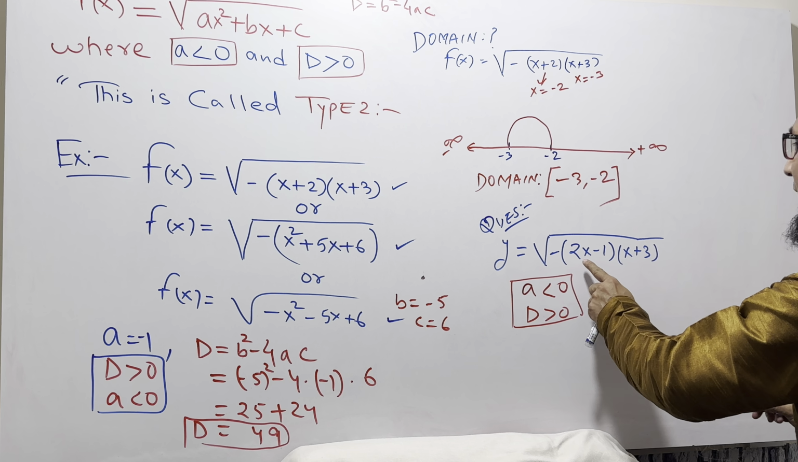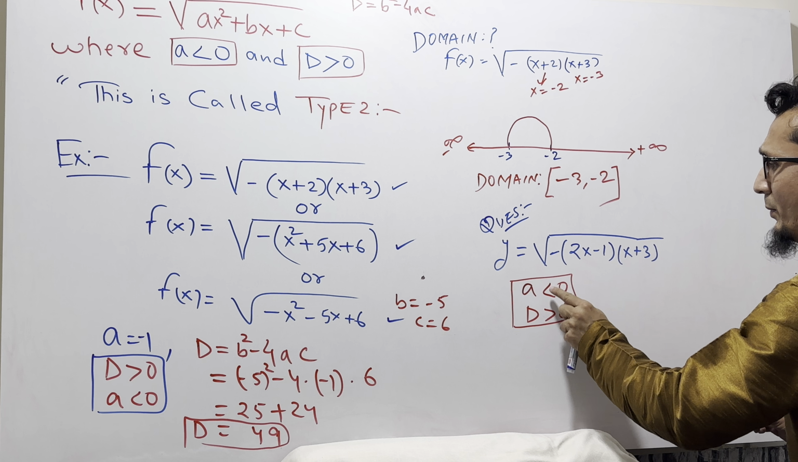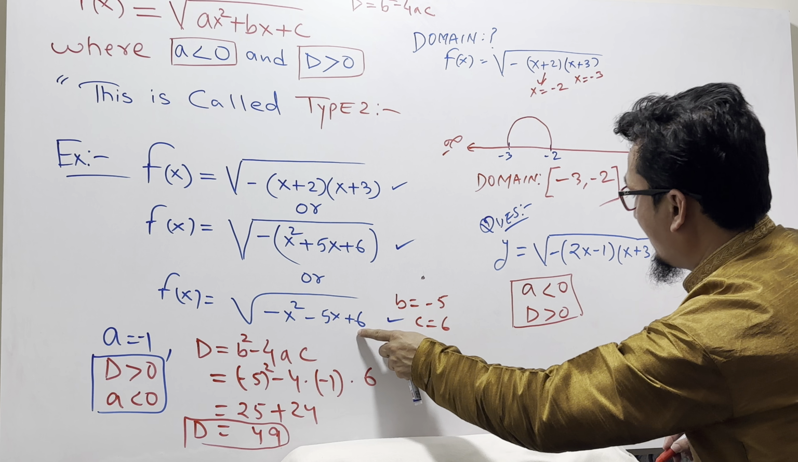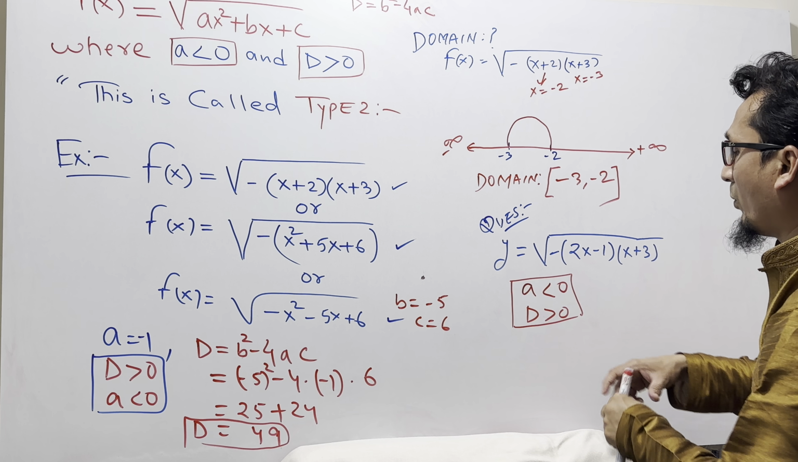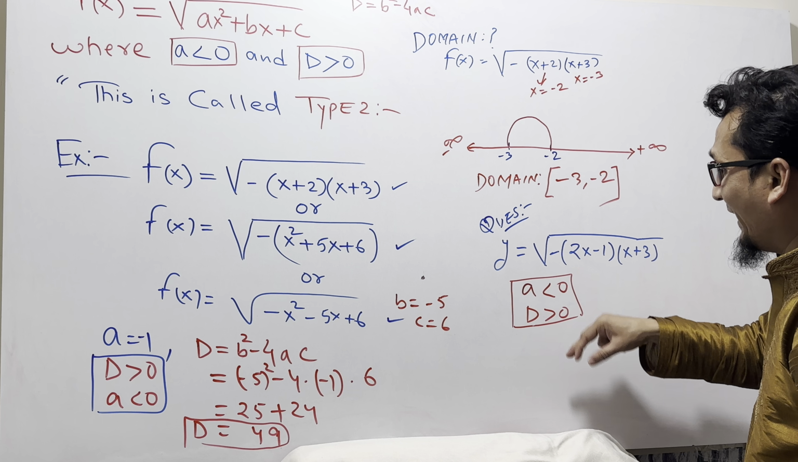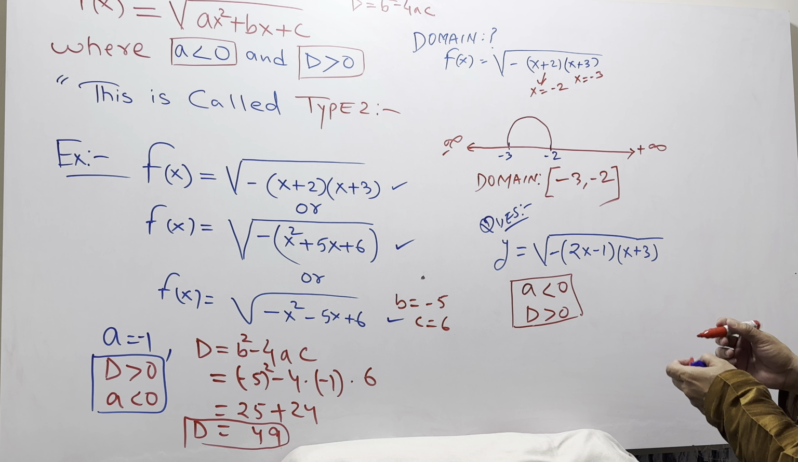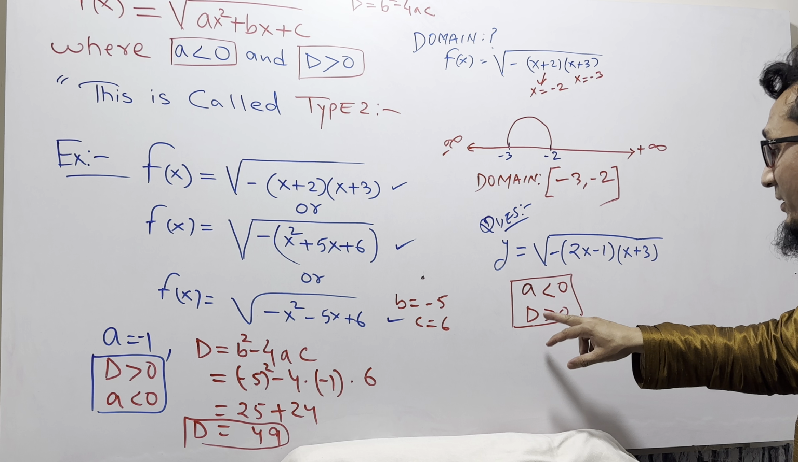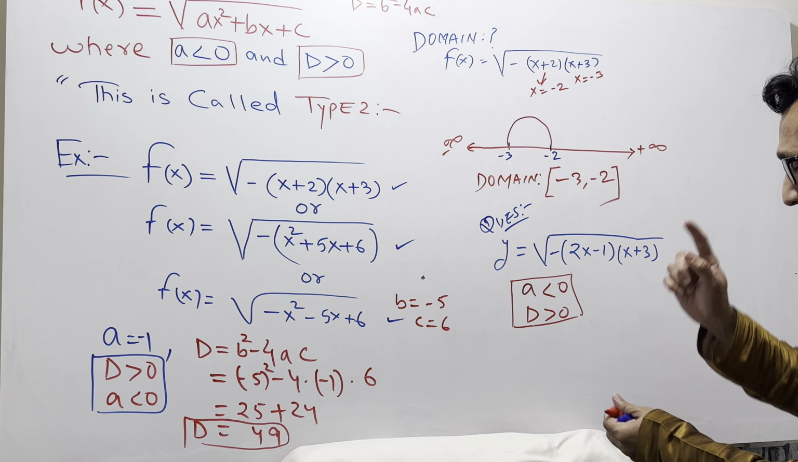Why? When you multiply here, you can find minus 2x square. So minus 2 is less than 0. And when you have a quadratic equation like this, you will find the value of d is always greater than 0. In this case, whenever you have two different linear factors, it means the value of d is always greater than 0. Remember this thing in your mind.